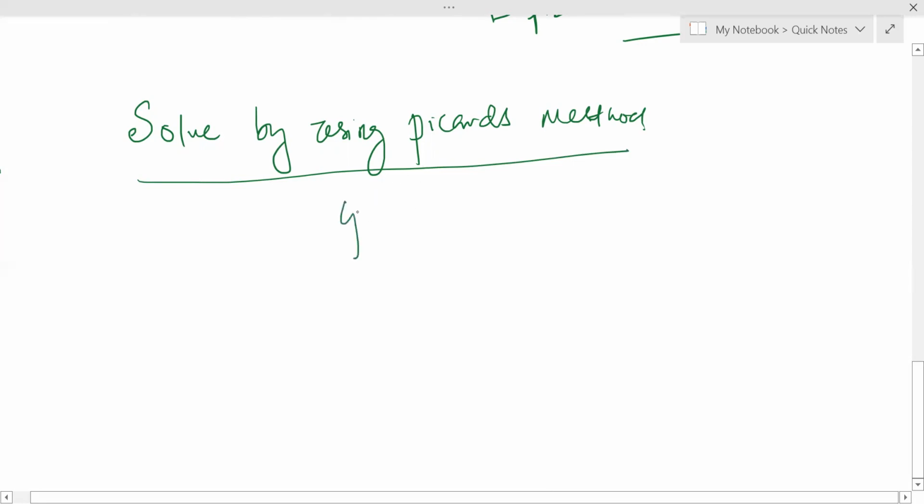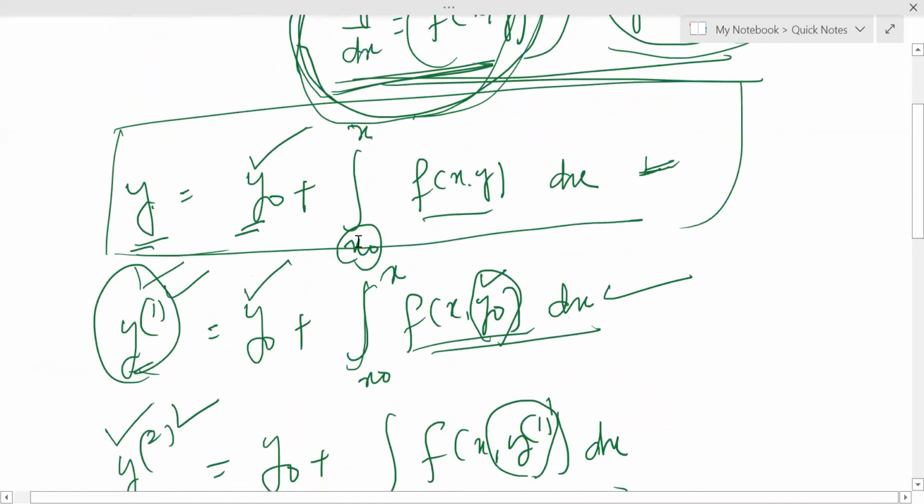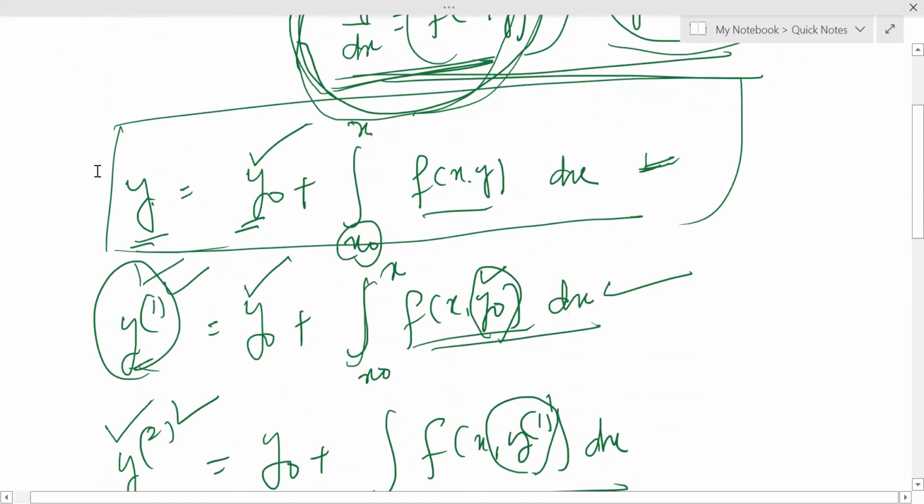y' is equal to xy, y0 is equal to 1. So according to the formula, this is the first formula you can see here. y is equal to y0 plus f of x, y. This is the first function. When I can define the y value by using Picard's method, y is equal to y0 plus integration x0 to x of f of x, y dx.